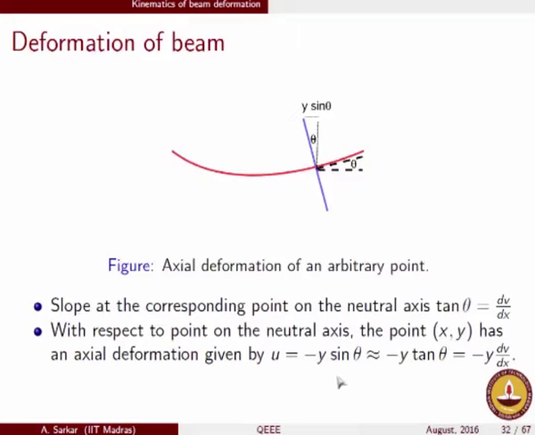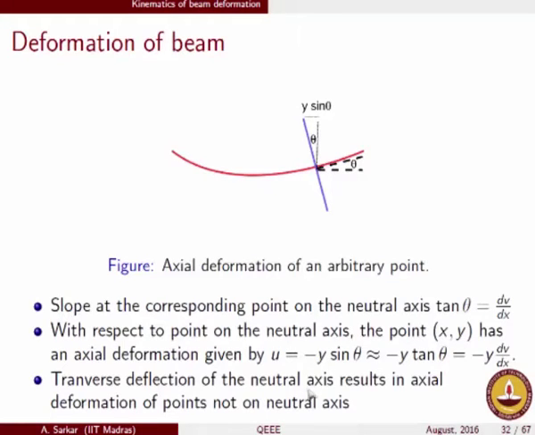Note, we have already made the assumption that the slope of the neutral axis is very small. So if the slope is small, then sin theta is approximately tan theta. So y sin theta can be replaced by y tan theta, and by definition tan theta is dv dx. So u is minus y dv dx. The deformation of this topmost point on a particular plane is minus y dv dx. So we have the transverse deflection of the neutral axis. The neutral axis itself has only v deformation; we are not accounting for any u deformation, any deformation along the axis.